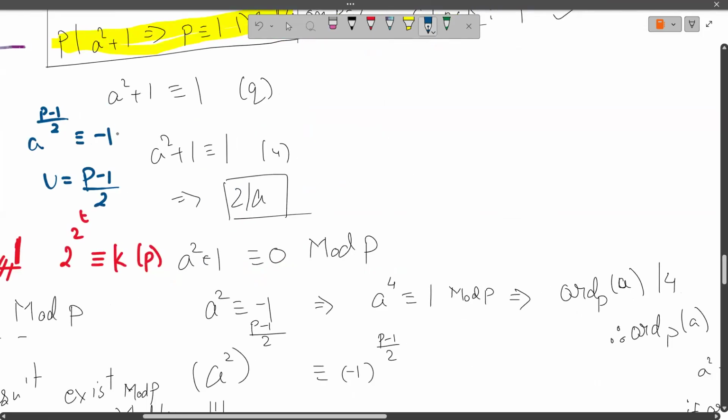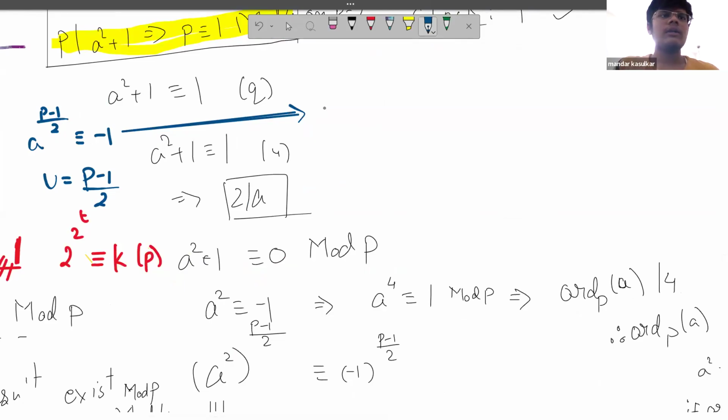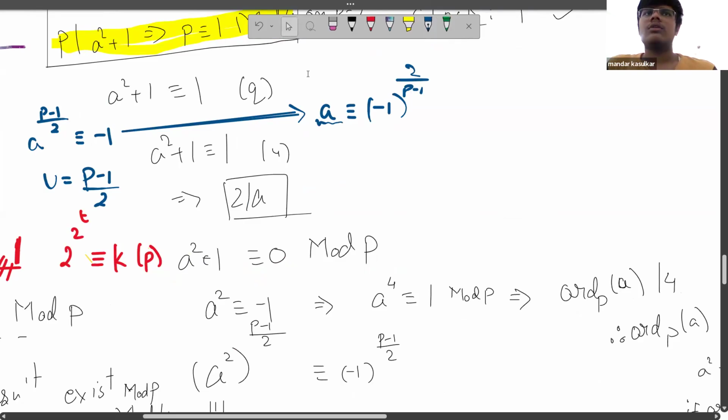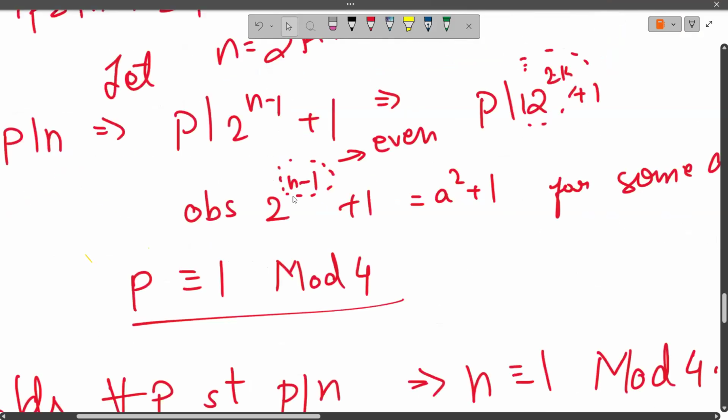But from here, you can get that 2a is congruent to -1 to the power 2 over p minus 1. So if your u was p minus 1 over 2, you can get a as one of the results. So do you see why this fails? You can't just square it. It need not just be 1 or -1. I see. Makes sense.